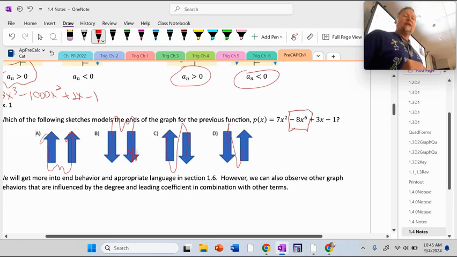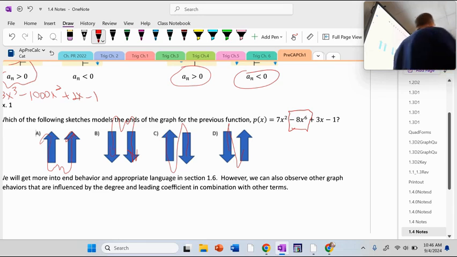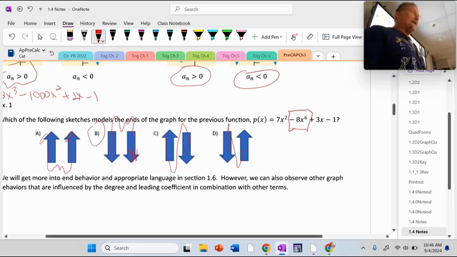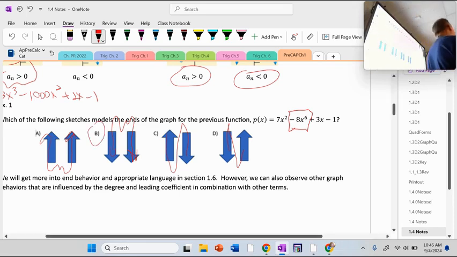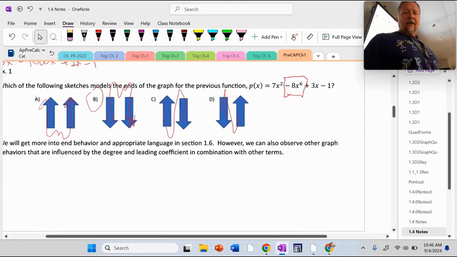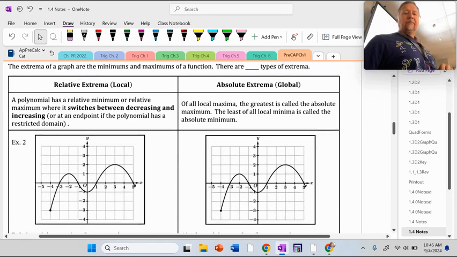Okay, class, which letter is it? A, B, C, or D? 3, 2, 1, go. Oh, no. It's an even degree, so it should either be up and up or down and down. So C is not an option. So which one is it? A or B? B. Okay, B. All right. We're going to get into other end behavior and appropriate language later, so this is all good.